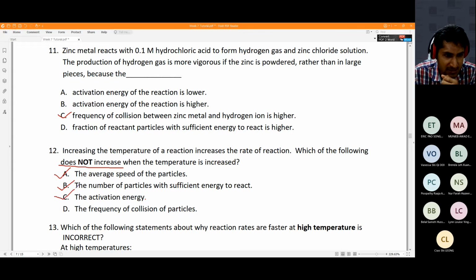But the activation energy does not increase. No matter how much you increase or decrease the temperature, the activation energy is always the same, right? By adding a catalyst, you can find an alternative path to bypass that activation energy, but the activation energy is still the same. The frequency of collision will also increase. So A, B, and D are correct, which is why they are not the answer. It does not increase.